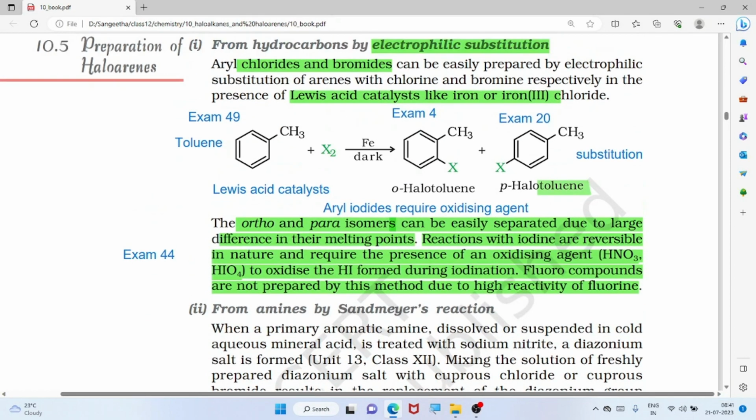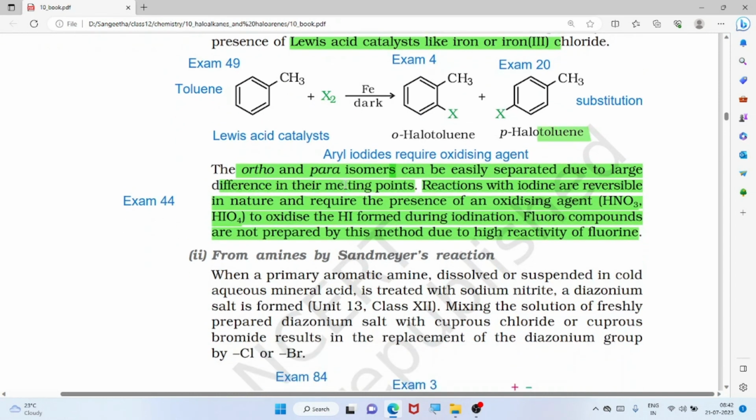But to prepare iodide, we need an oxidizing agent. That was given here. Ortho and para isomers can easily be separated due to the large difference in melting points. Reactions with iodine are reversible in nature and require the presence of an oxidizing agent to oxidize the HI formed during the iodination. Fluoro compounds are not prepared by this method due to the high reactivity of fluorine.